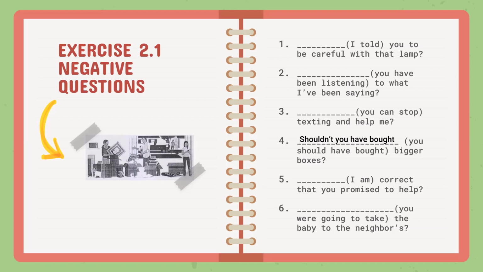Number 6: you were going to take the baby to the neighbors. We should change you were going to take into a negative question. So the answer is, weren't you going to take the baby to the neighbors? Thank you. This is the answer. So the first is, didn't I tell? And then number 2, haven't you been? Number 3, can you stop? Number 4, shouldn't you have bought? Number 5, aren't I? And number 6, weren't you going to take?